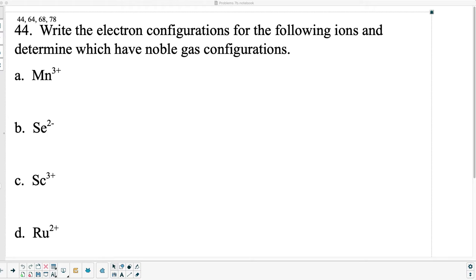Okay, class, this is the 7B problem set. We're just about finished with chapter 7. So let's take a look at electron configurations with ions.